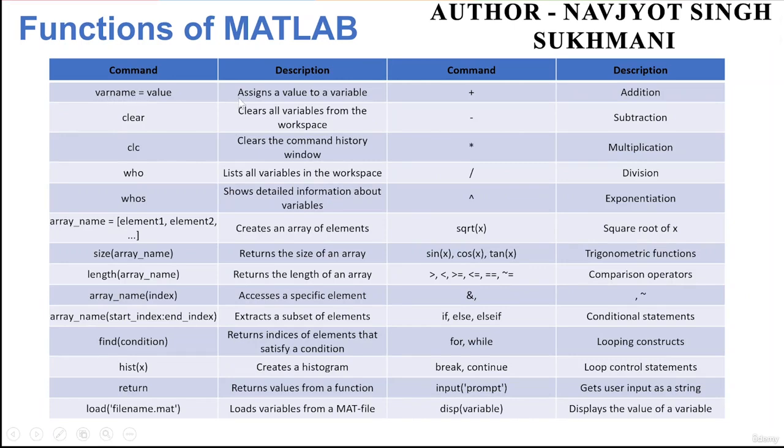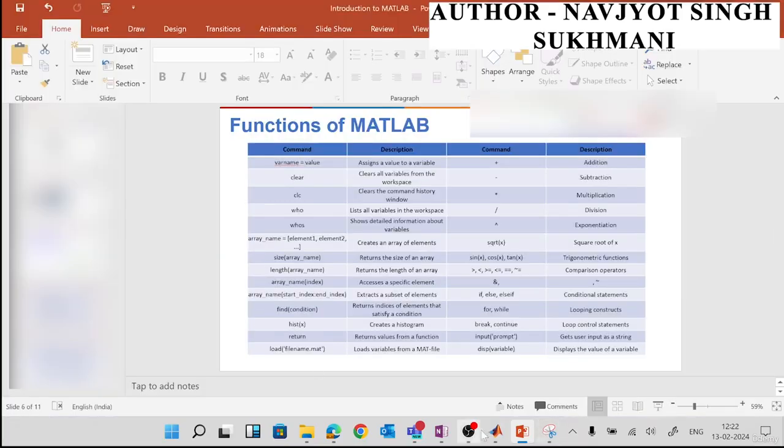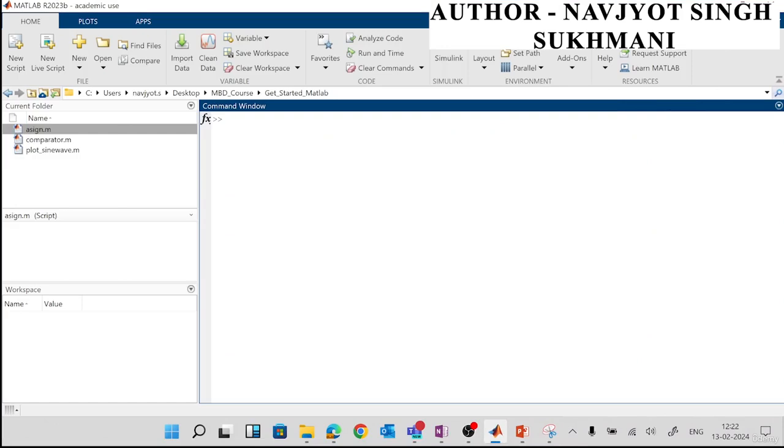Before that, there is one more command: variable name equal to value. Suppose I am assigning a variable a is equal to 5. You know that this variable is created and stored in the workspace. Here you can see the variable a is created and stored in the workspace. Now what the clear command is going to do is clear the workspace. Here you can see I have entered the clear command and now I am pressing enter. You can see that the workspace is cleared now.